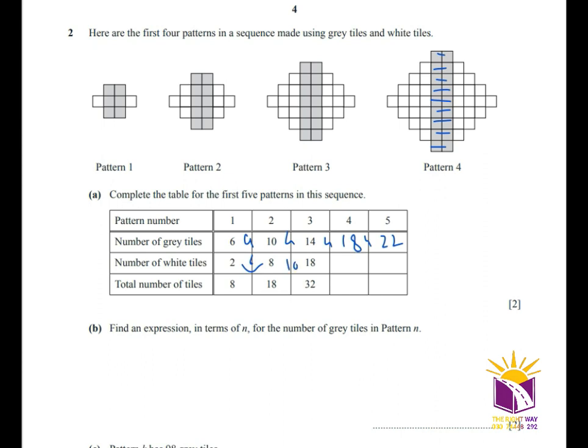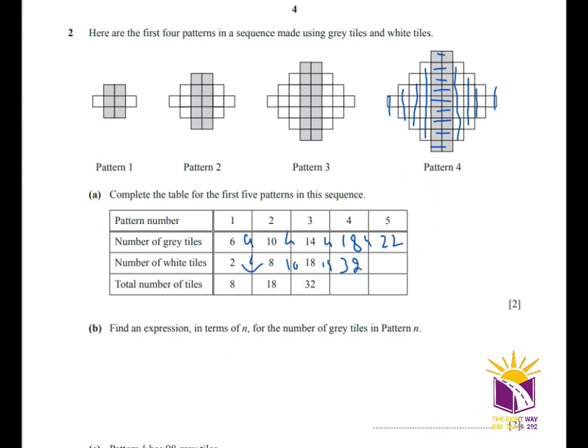Now, how many tiles do we have? Counting 1, 2, 3 up to 32. Now we have 32 tiles. And how much have we added? From 18 to 32, we added 14 tiles.